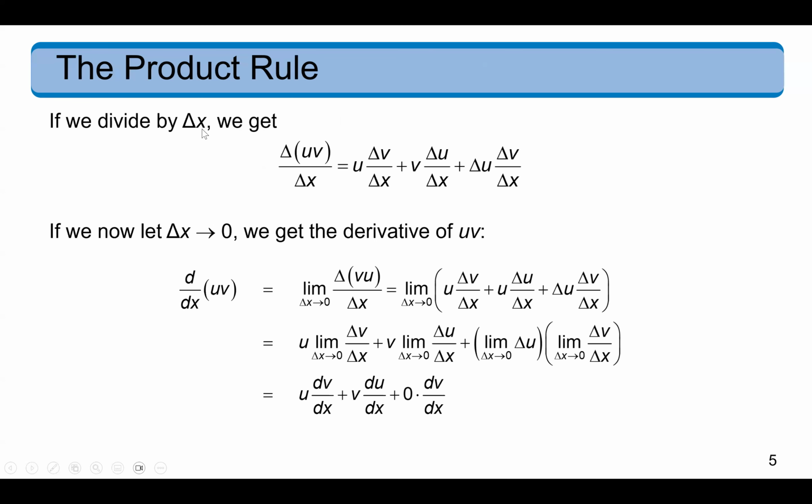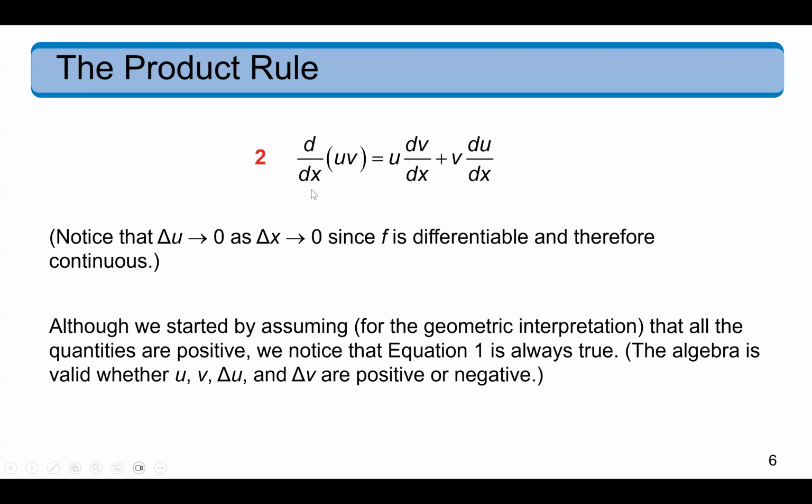So if we divide by dx, we get the following. So we get d(uv) over dx equal to u dv/dx plus v du/dx plus du dv/dx. Now, we let dx approach 0 and we take the limit and we get this. And finally, we are going to get u dv/dx plus v du/dx plus 0 times dv/dx. So here we can say that in conclusion, the derivative of uv is equal to u dv/dx plus v du/dx, which is our previous example we did.